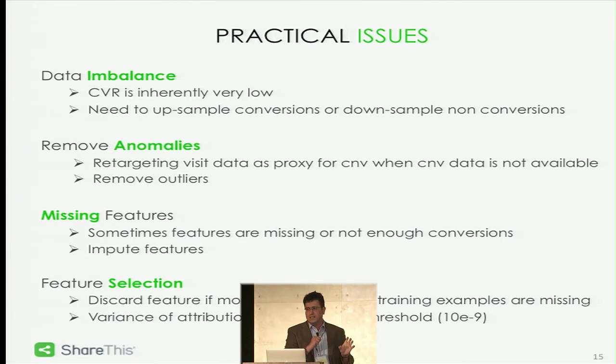So we use that as a proxy for the conversion, but that could be the outlier because bots can come and then visit that page and it skews your data. So you need to remove the outliers. And the missing features. Sometimes features are missing or you don't have enough data to compute the MLE. So we have to impute the features.